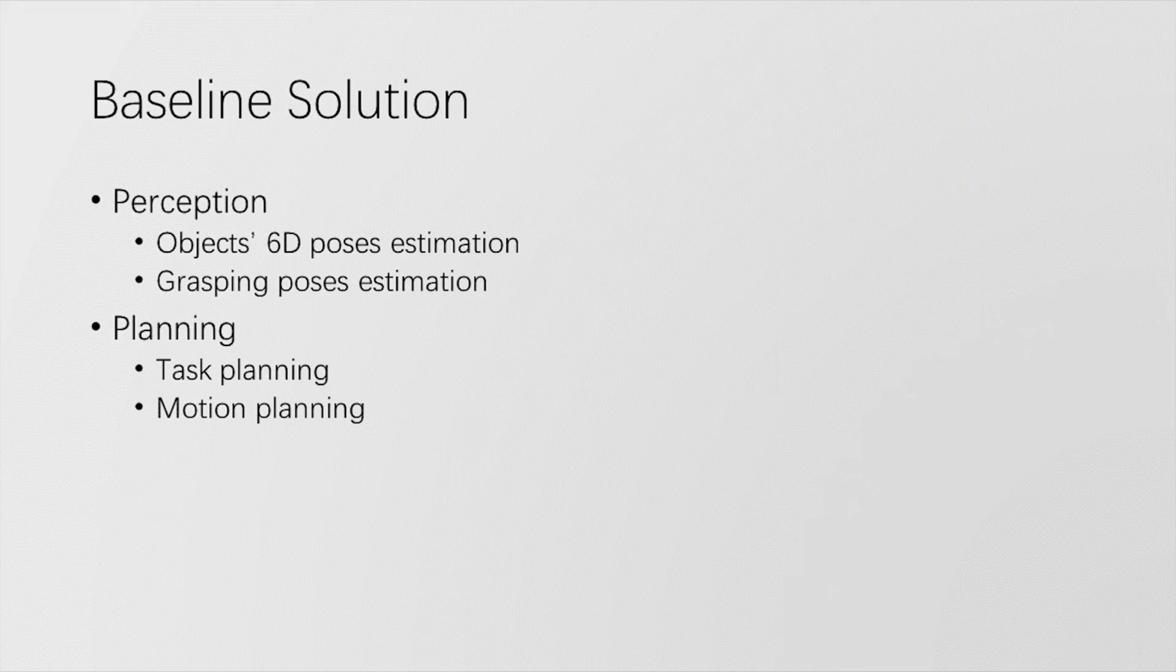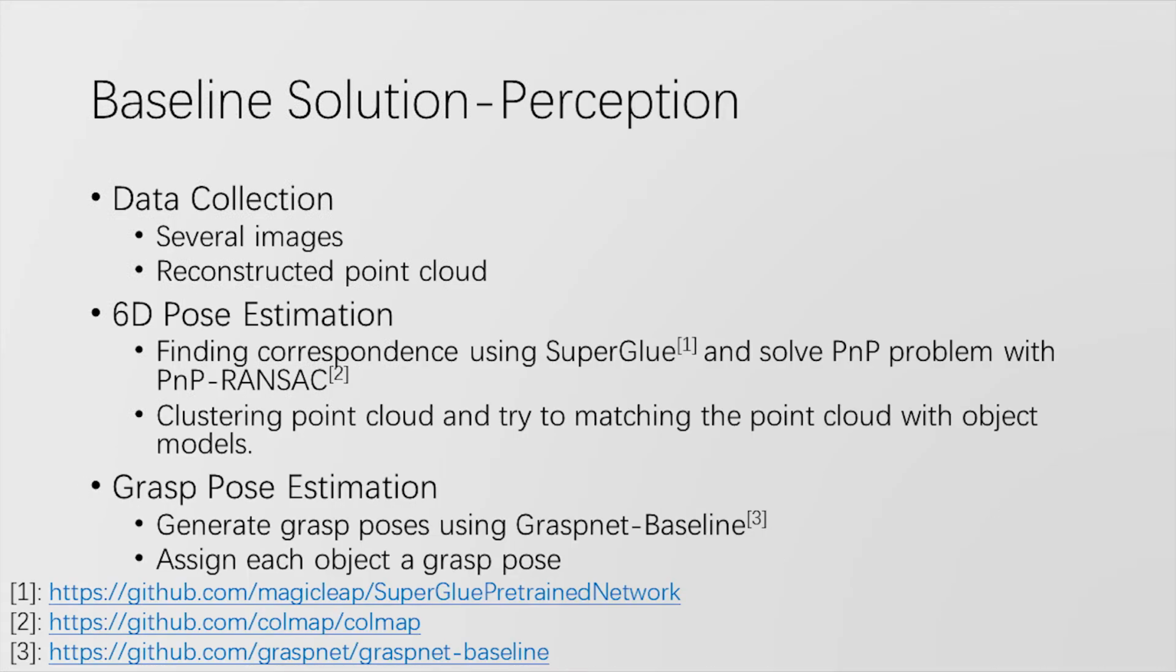To help participants complete the task, a baseline solution is provided. The solution is mainly composed of 2 parts, namely the perception module and the planning module. The perception module estimates the object's 6D poses and grasping poses, while the planning module conducts task planning and motion planning after obtaining the perception result. As shown in the previous demo, we move the robot to several fixed points and capture both RGB and depth images. The point cloud of the scene is reconstructed by ICP registration.